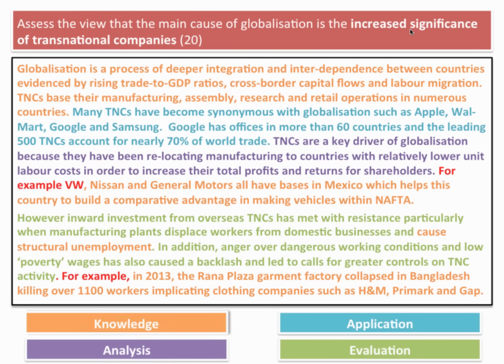So globalization is evidenced by an increase in trade to GDP ratios, rising cross-border capital flows, and increasingly, as we've seen, migration between countries. And then I also define transnational corporation, the multinational, because it's in the question. So TNCs base their manufacturing, assembly, research, and retail in numerous countries.